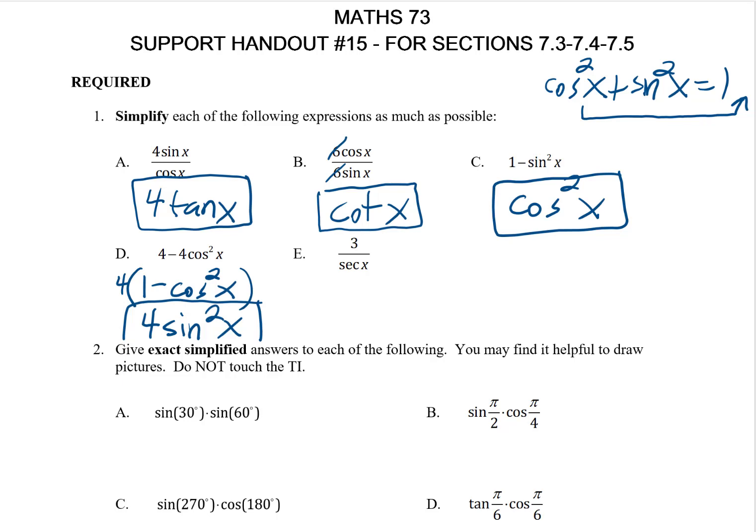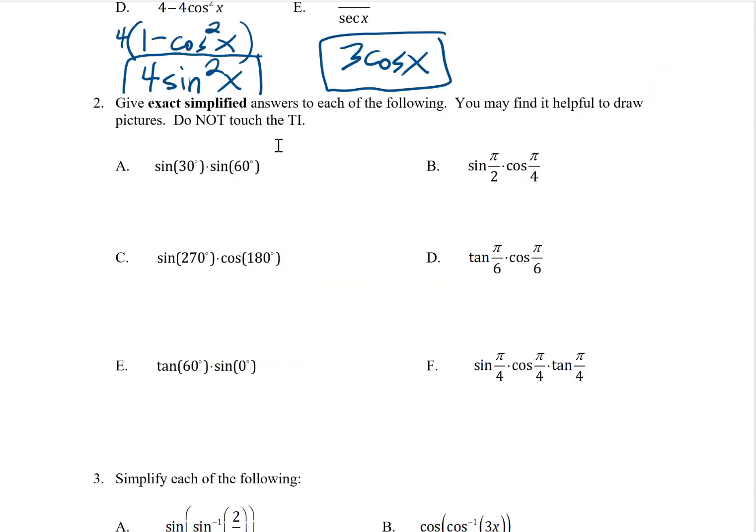Letter E is very simple. Just reciprocate that secant x up to the top, and it becomes cosine x, 3 cosine x. Problem number 2, we're being asked to work out these trig expressions by hand. This is just going to be a matter of drawing some quick pictures. It looks like in each case we're multiplying a couple trig values together.